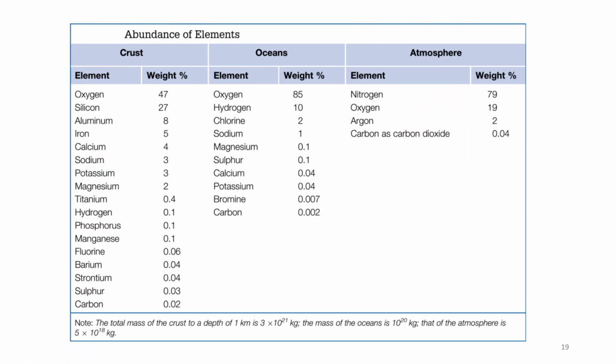Next is, we have talked about this a lot of times. So this is the abundance chart for various elements in the crust, oceans and atmosphere. There can be a question asked based on this. So you should remember these particular things.